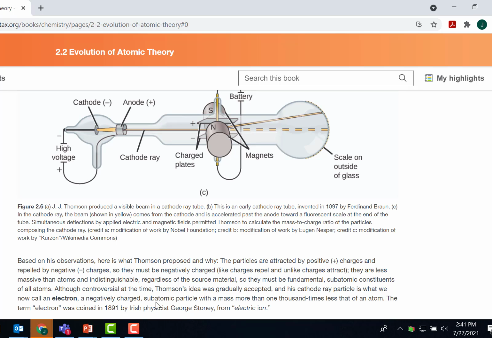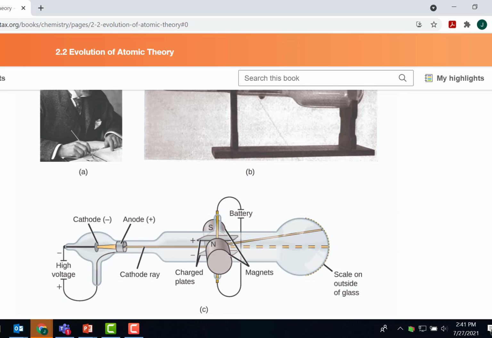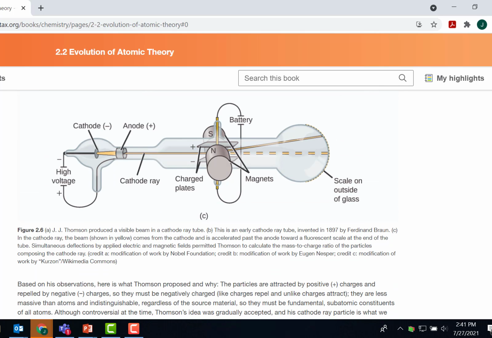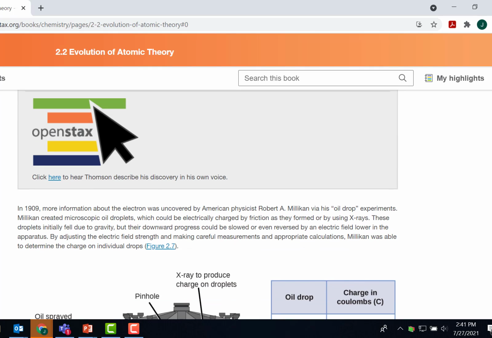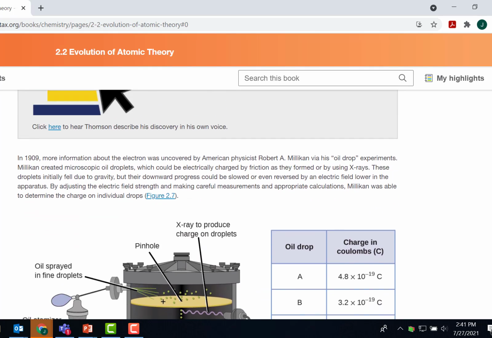And it turns out that the mass that they have is about 1,000 times less than that of an atom, depending, of course, on which atom you have. That was the discovery, basically, of electrons, were these cathode ray tube experiments. So that was one idea.